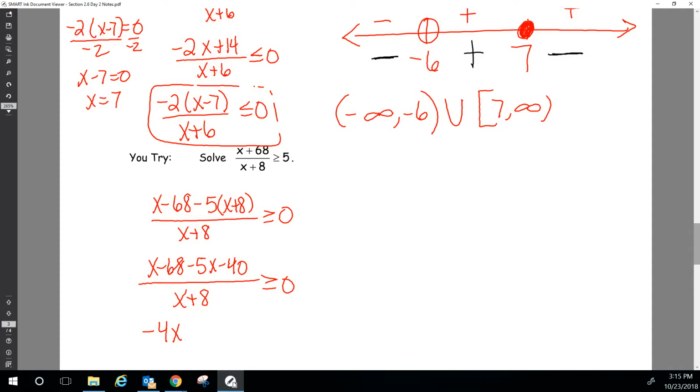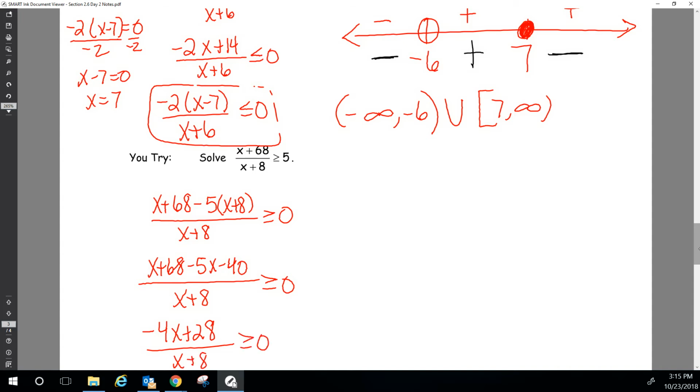Sorry. Oh, I've done something wrong. Oh, this is supposed to be positive. That's why I'm not getting the answer I got in class. x plus 68, I just didn't make that positive. So 68 minus 40 would be positive 28, all over x plus 8, greater than or equal to 0.